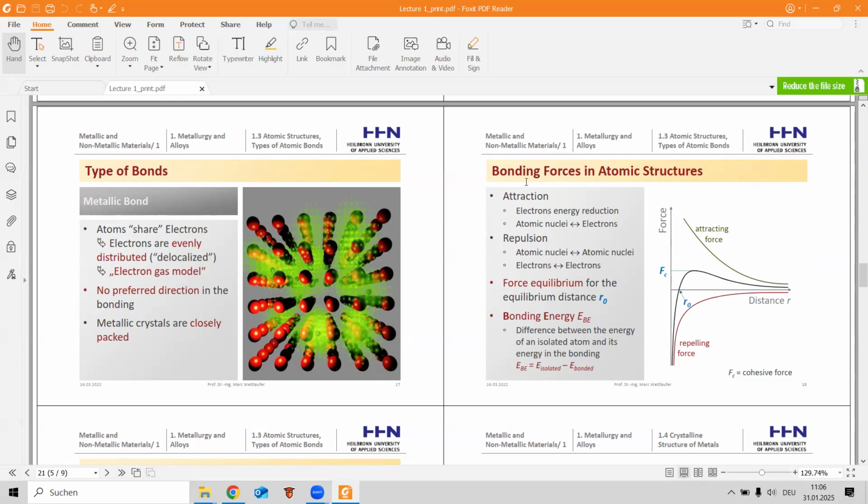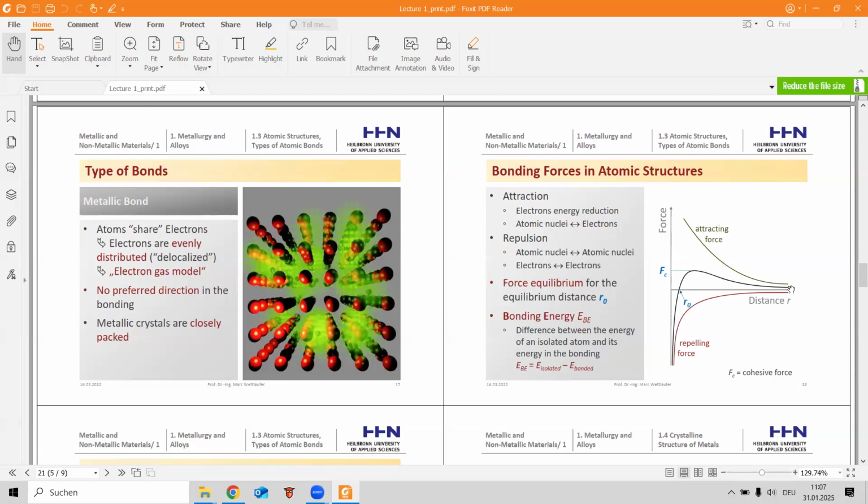Here is another important part about bonding force and atomic structure. So we have a distance scale force. So attraction, electrons, energy reduction between atomic nuclei and electrons.